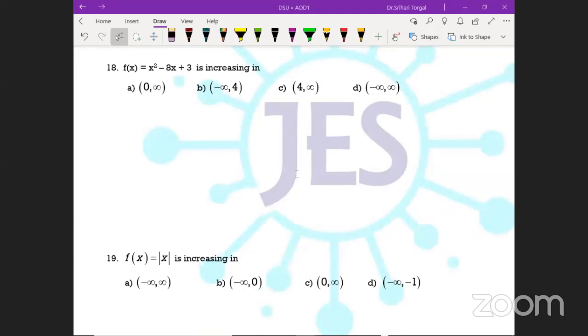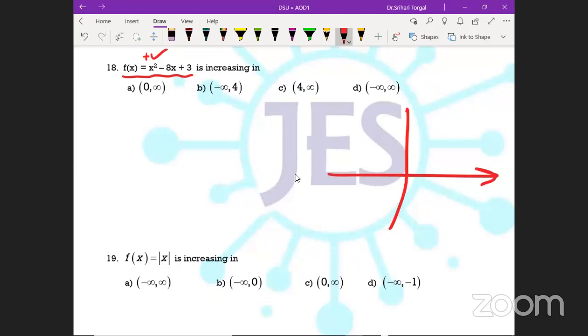So see here, if there is a quadratic term like this, f of x is equal to x square minus 8x plus 3, then it is very easy to identify where it is increasing. If the x square coefficient is positive like this, then the parabola will come like this. This will be like this, right?